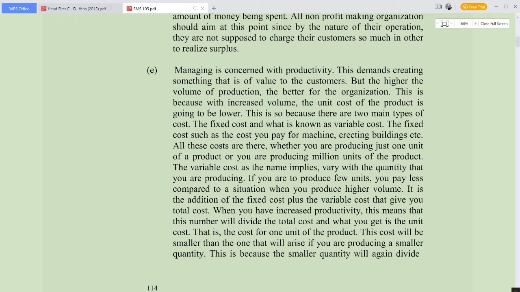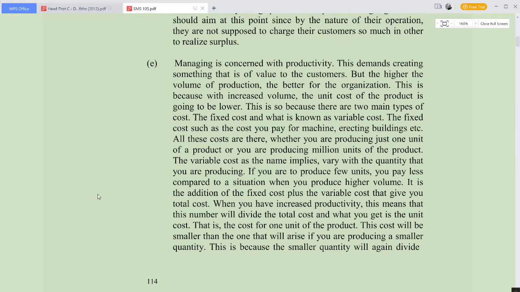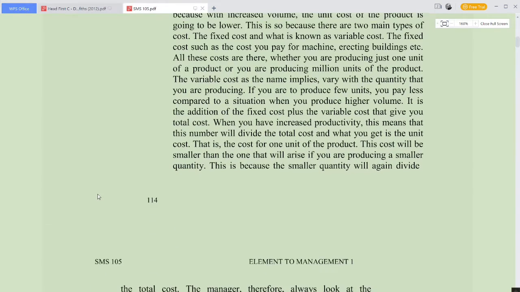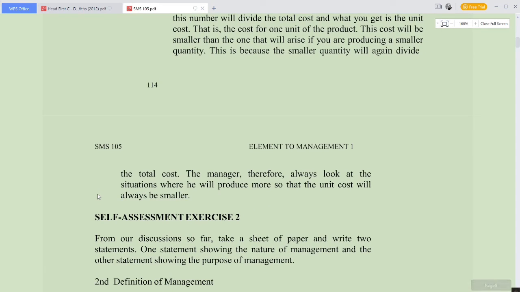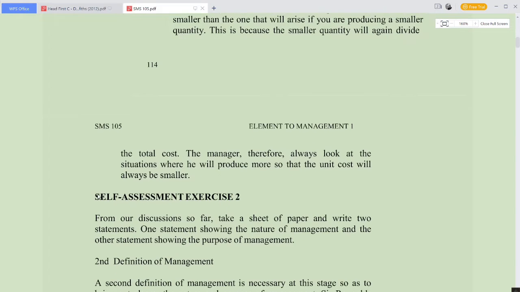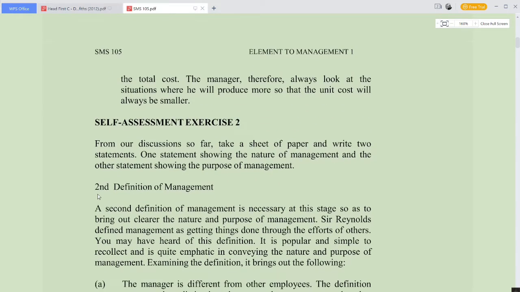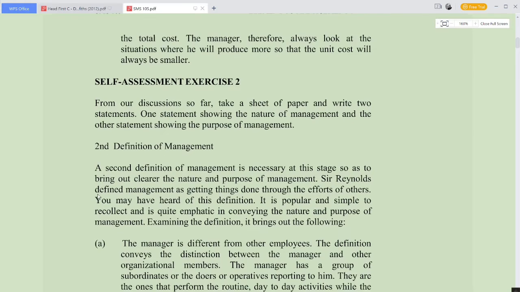The cost will be smaller than the one that will arise if you are producing a smaller quantity. This is because the smaller quantity will again divide the total cost. The manager, therefore, always looks at the situation where he will produce more so that the unit cost will always be smaller.